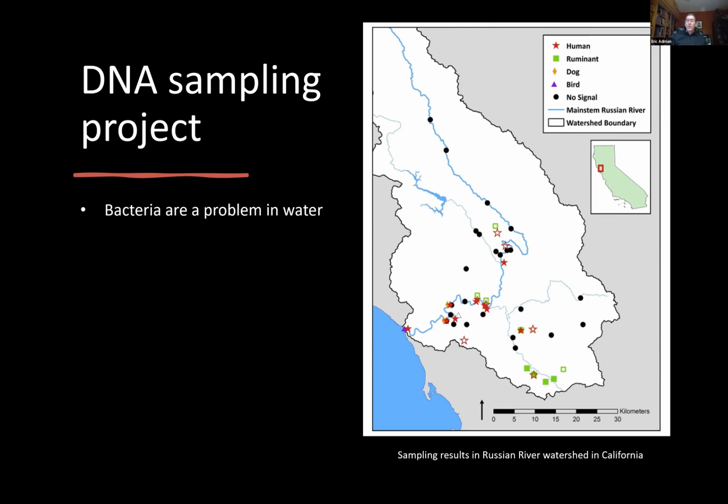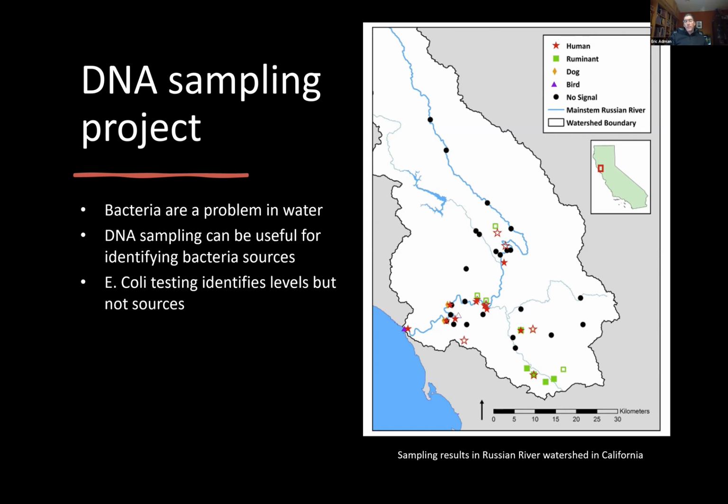So we already know that bacteria can be a problem in water, and that we can use this technique for identifying bacteria sources. What's different about this than what we normally do is our E. coli testing identifies levels. So we can say, well, it's high or it's low. And if it's high, we know that that might be dangerous for human health, but we can't really say where does it come from specifically?